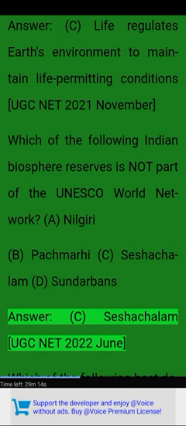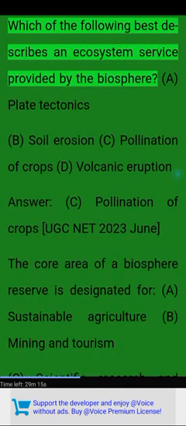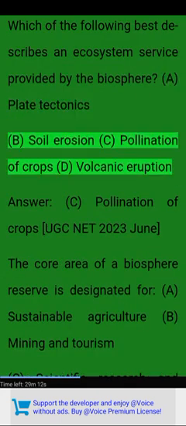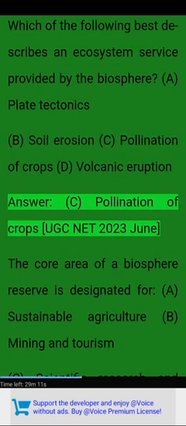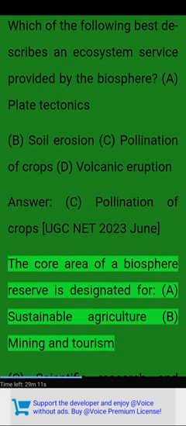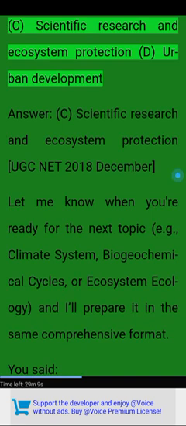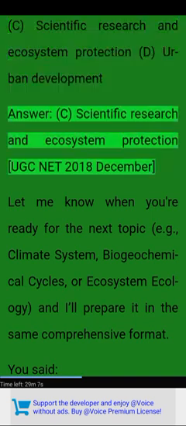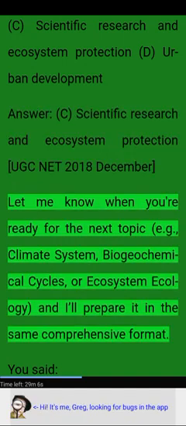Seshachalam. UGC-NET 2022 June. Which of the following best describes an ecosystem service provided by the biosphere? A. Plate tectonics. B. Soil erosion. C. Pollination of crops. D. Volcanic eruption. Answer: C. Pollination of crops. UGC-NET 2023 June. The core area of a biosphere reserve is designated for A. Sustainable agriculture. B. Mining and tourism. C. Scientific research and ecosystem protection. D. Urban development. Answer: C. Scientific research and ecosystem protection. UGC-NET 2018 December.